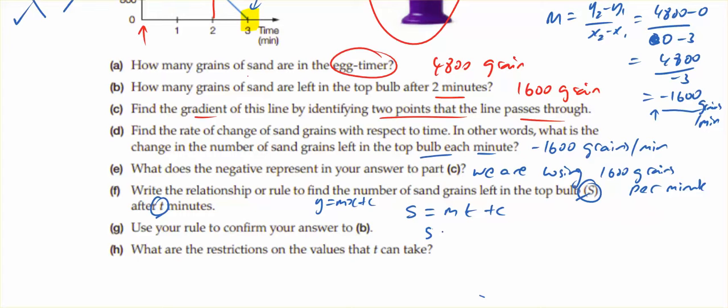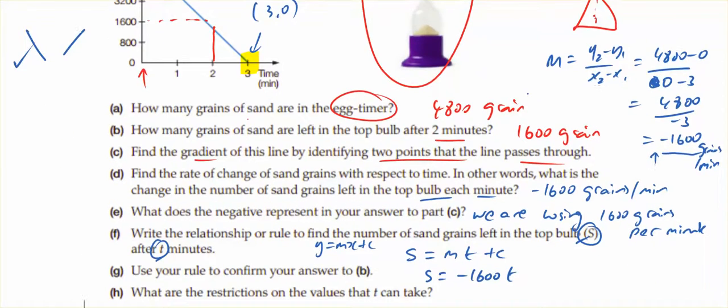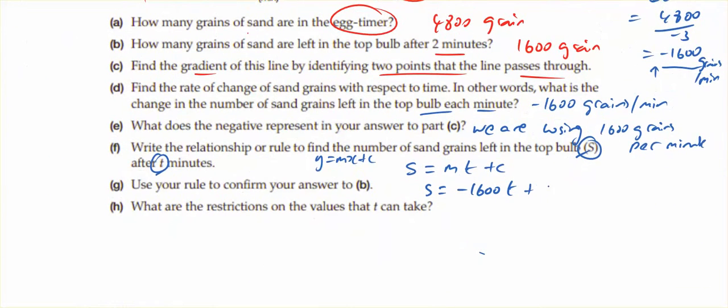So what is our gradient? Our gradient is negative 1600. t is the same as x, so you leave it alone. And what's our y-intercept? More correctly, what's our S-intercept? Our S-intercept is 4800, so plus 4800. This is how you write a relationship. We know the gradient's negative 1600 and we know the y-intercept's 4800. So it's exactly the same as if you would do it with y and x, but instead we're using S and t.